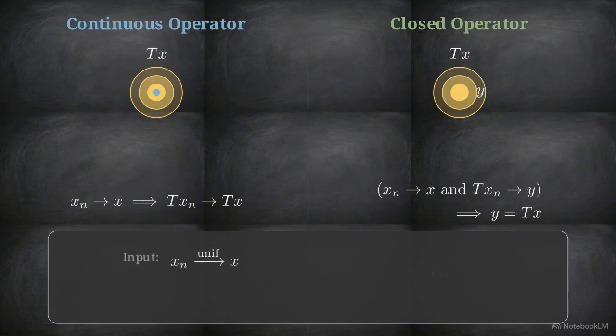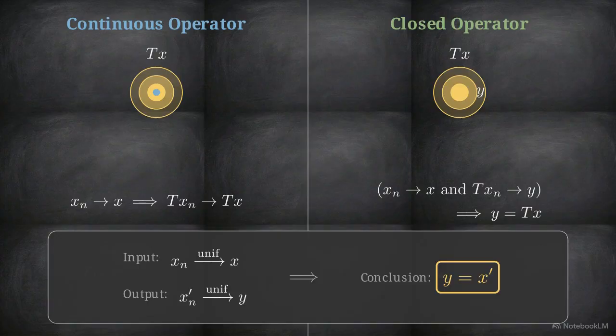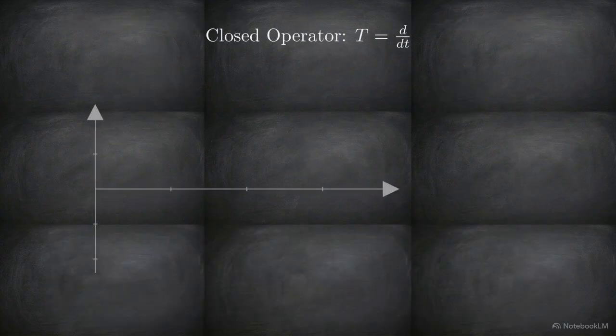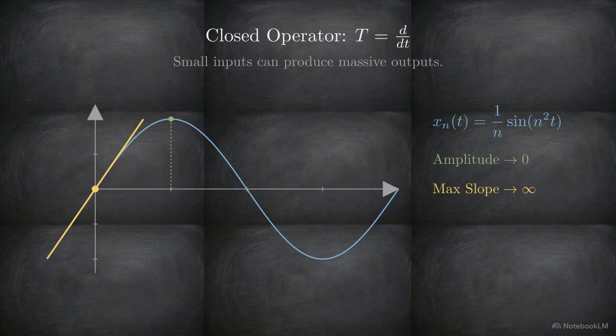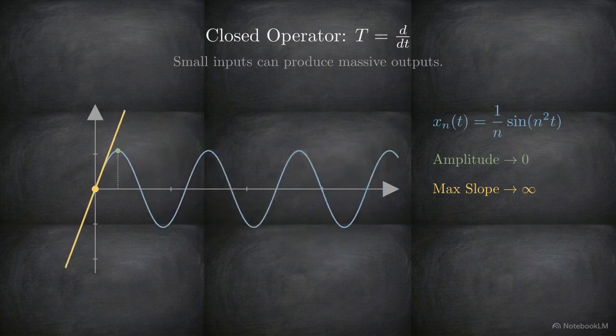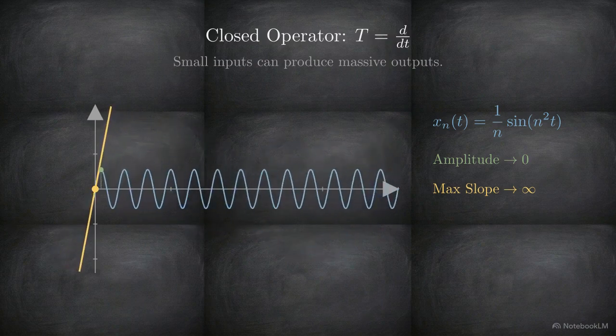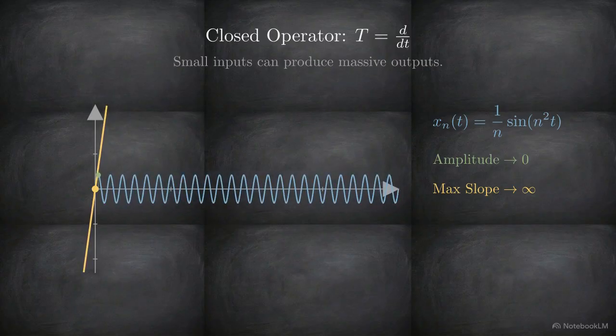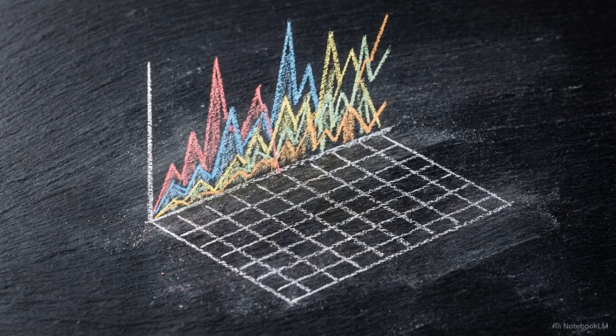Take differentiation. Uniform convergence forces derivatives to converge to the exact derivative of the limit. The operator is perfectly closed, yet differentiation is famously unbounded. Oscillating functions can have tiny values, but massive, steep slopes. An operator can maintain a rigid closed graph while producing infinite outputs. Closedness guarantees structural integrity, but not bounded continuous behavior.